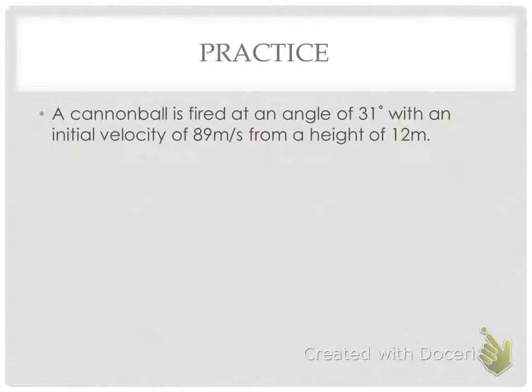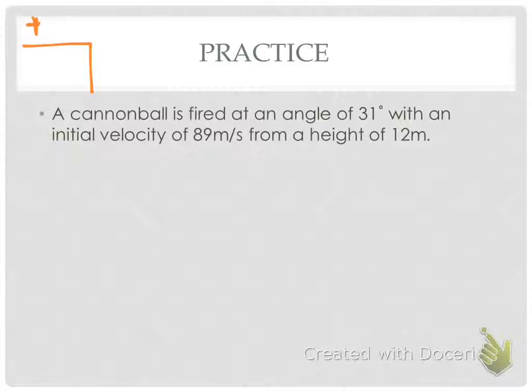So this tells us a cannonball is fired at an angle of 31 degrees with an initial velocity of 89 meters per second from a height of 12 meters. Now our starting and our ending points aren't the same, so we can't use our peak height trick. So does that mean our starting one's going to be 12 and our ending one's going to be 0? You can choose to do it that way. I always choose my origin where my motion starts, so I'll make y final negative 12.